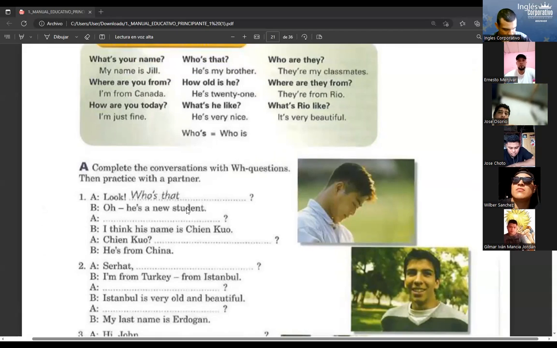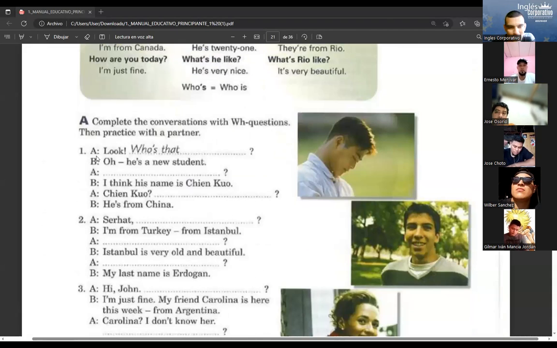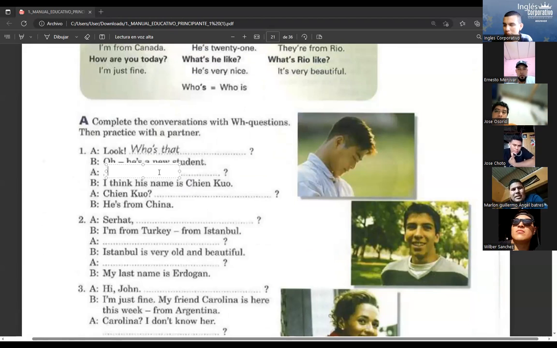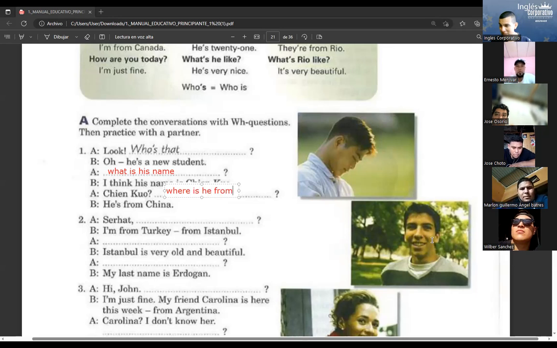For example, this one. Ok, who's that? Look, who's that? Oh, he's a new student. What's his name? His or her? His name. Chinqua. ¿Qué pregunta podríamos colocar acá? La respuesta dice que él es de China. Where is he from? Yeah. Muy bien. Where is he from? He is from China.